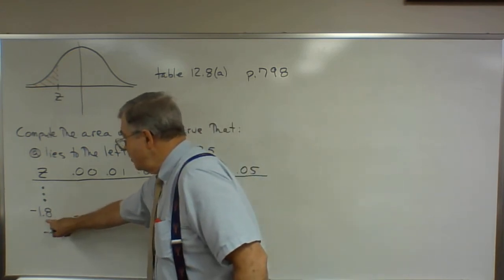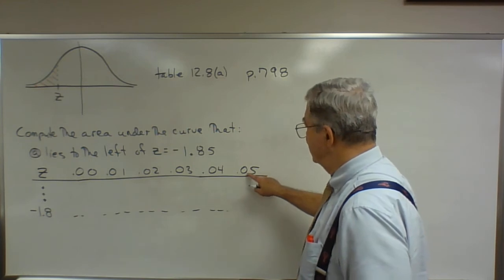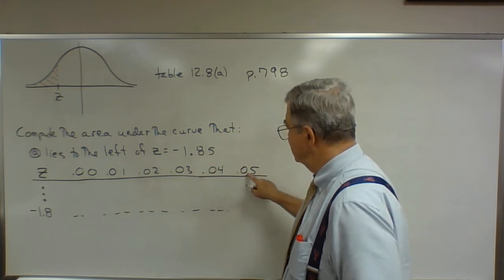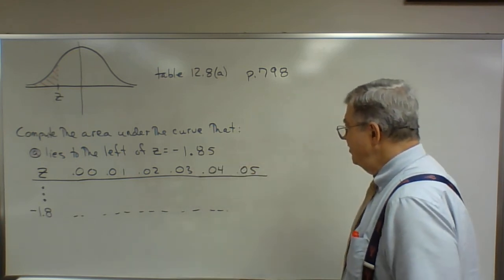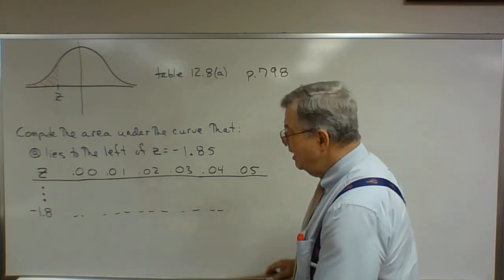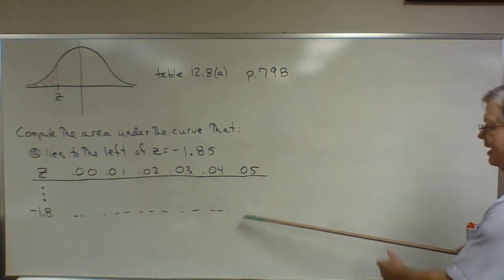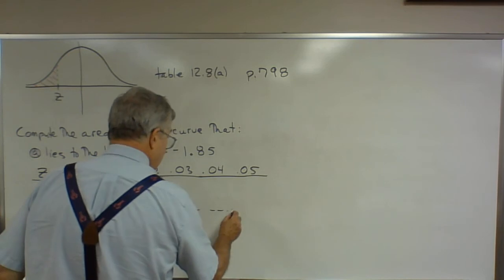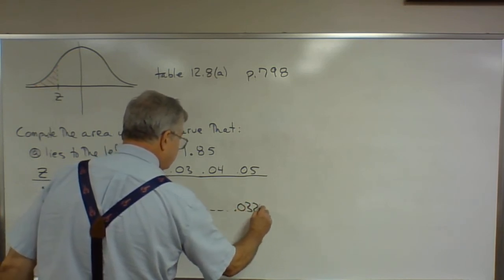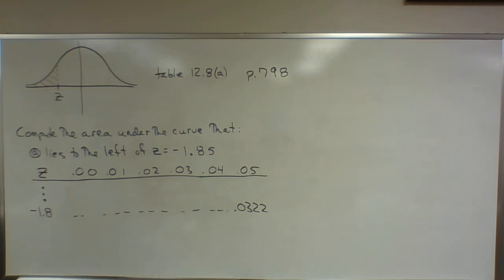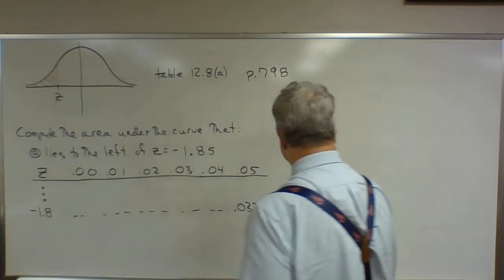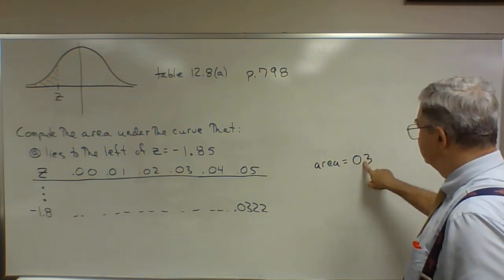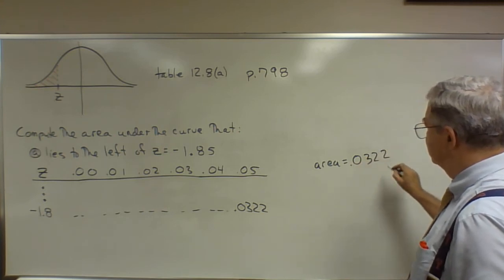This row headed by 1.8, together with this column headed by 0.05, gives us the 1.85. And the value that we find in the row headed by 1.8 and the column headed by 0.05 should be 0.0322. And that's the area. 0.0322.